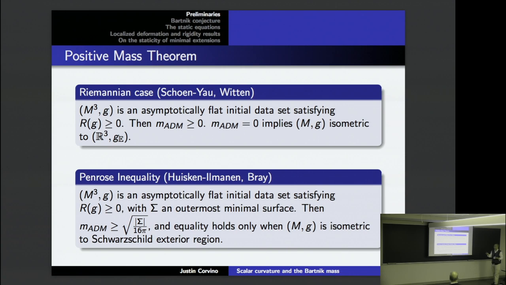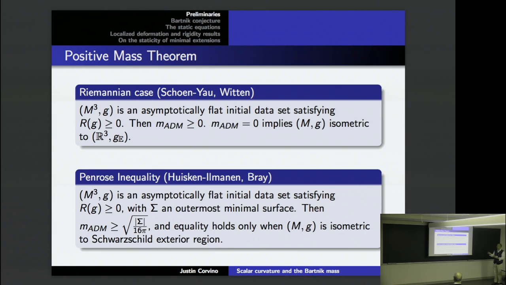And so there's a Penrose inequality, which I'll just state in 3 dimensions. Asymptotically flat initial data set with the dominant energy condition, R_g bigger than or equal to 0. If you take an outermost minimal surface, outermost with respect to a given end, then the ADM mass is bigger than or equal to the square root of the area over 16 pi. And equality holds in the Schwarzschild case. So if you have an outermost minimal surface and you have equality in the Penrose inequality, then there's one minimal surface, and outside of that, you're the exterior region of a Schwarzschild, positive mass.